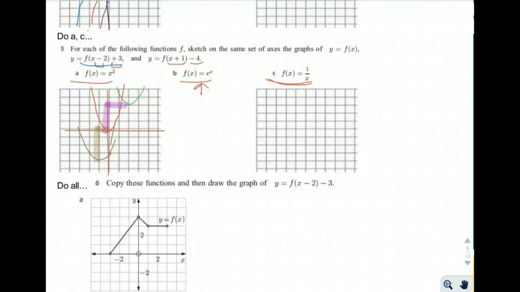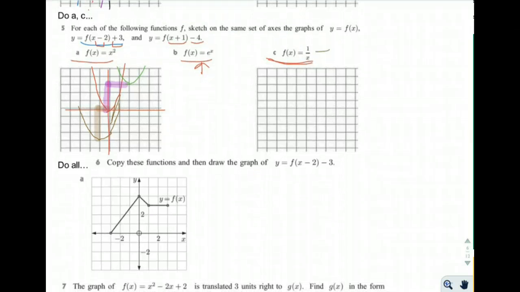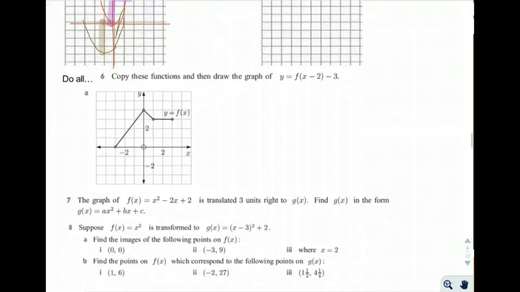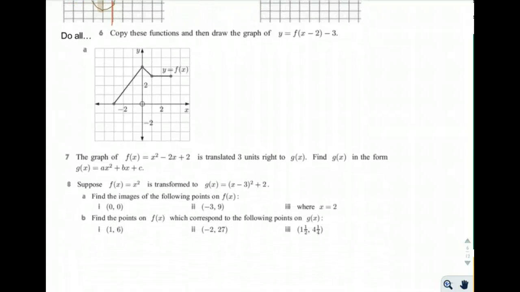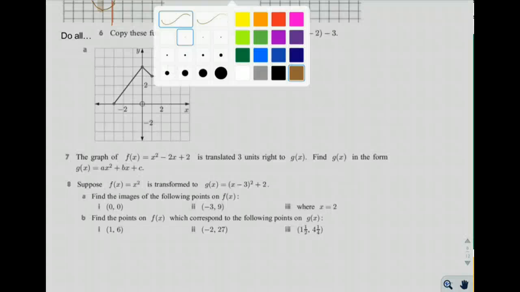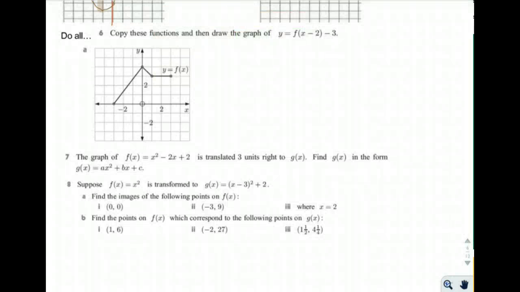Okay? All right. And you could do this one on your own, or the e to the x if you prefer. Copy these functions and draw the graph y equals f of x minus 2 minus 3. So you are going to change this graph here, and this graph is a pretty crazy looking thing. You can't write that as an equation, of course, because it's not curved at all.